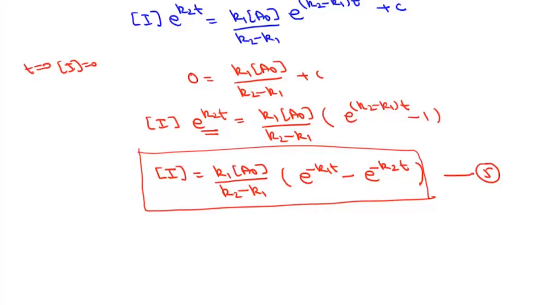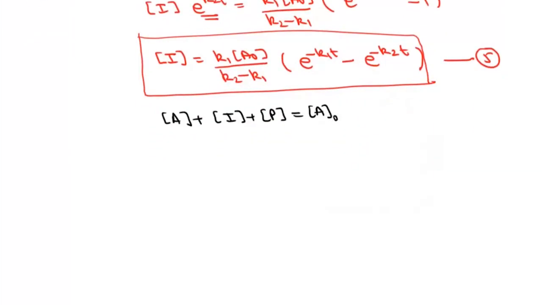Now finally we need to find concentration of finished product P. Now we know that at any point of time, concentration of A plus concentration of I plus concentration of P, it is going to be equal to initial concentration of A. Now we already have A and I, so from here we can find concentration of P.